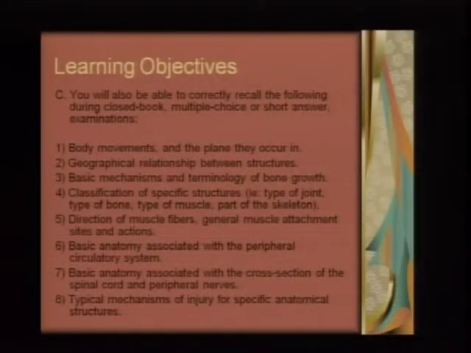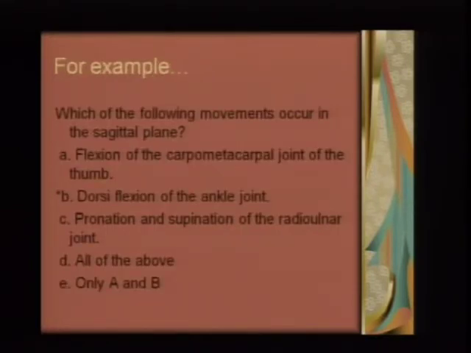The last one is mechanisms for injuries. Every structure, based on how it looks anatomically, will have a weakness, and based on that weakness, it's more likely to be injured that way. We'll talk about those. So it's a mechanism of injury based on anatomical structure. All right, and here's an example of that. Which of the following movements would occur in the sagittal plane? Then it lists a number of different movements at different joints.